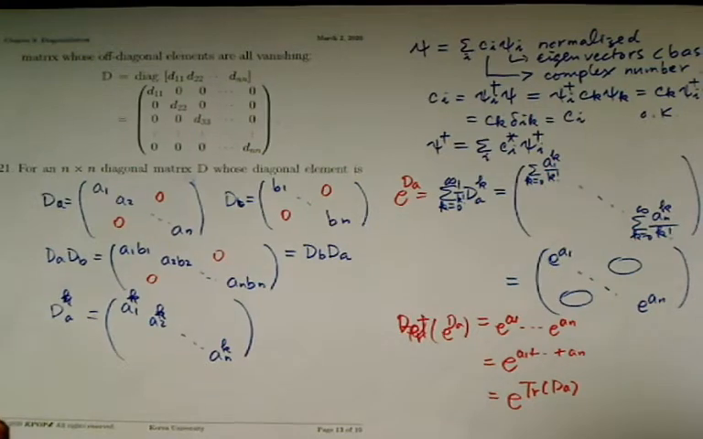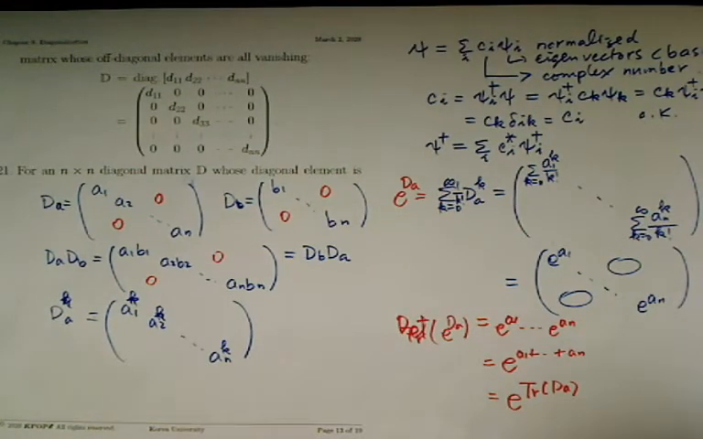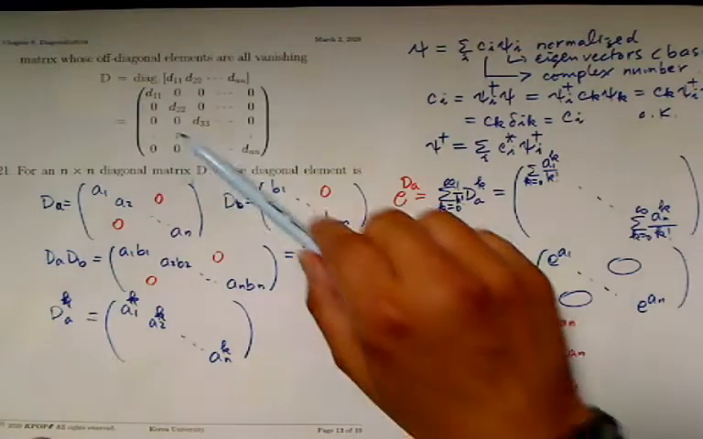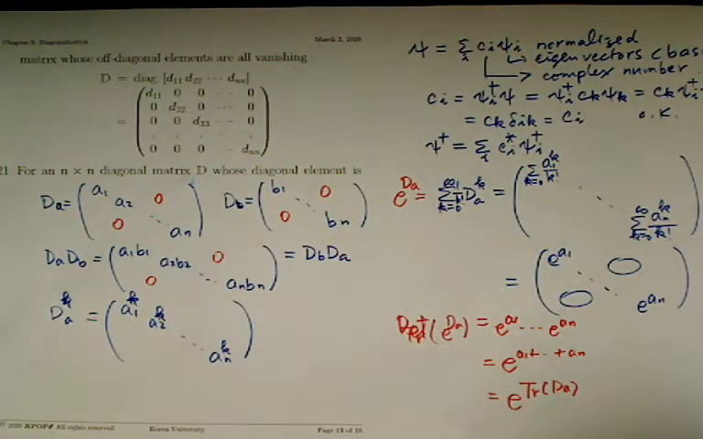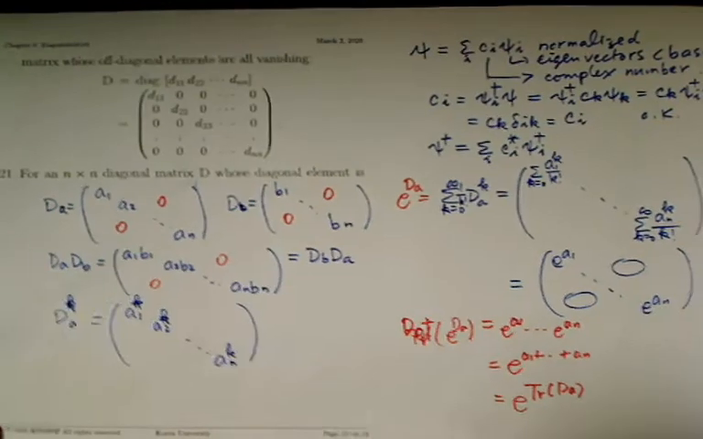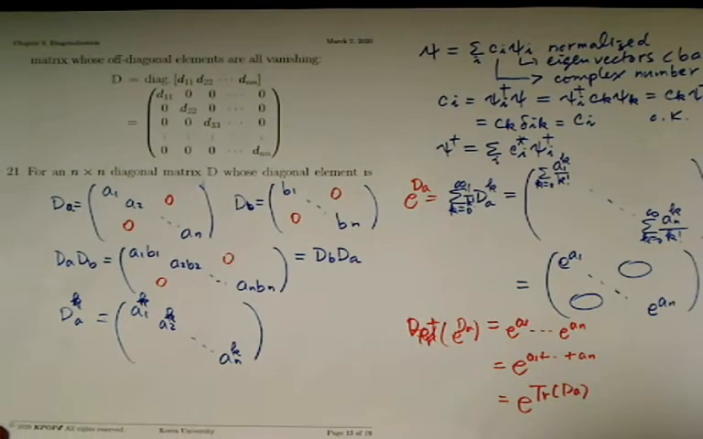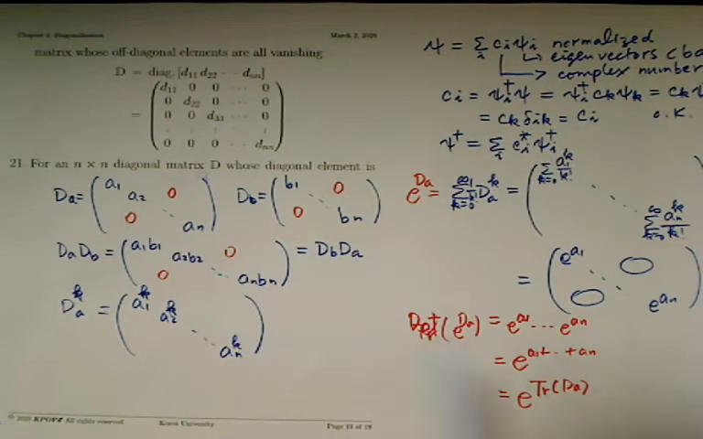This is the last class for chapter 9, Diagonalization. A diagonal matrix is a matrix whose off-diagonal elements are all vanishing. Distinct from a general matrix, a diagonal matrix has a very simple algebraic structure.